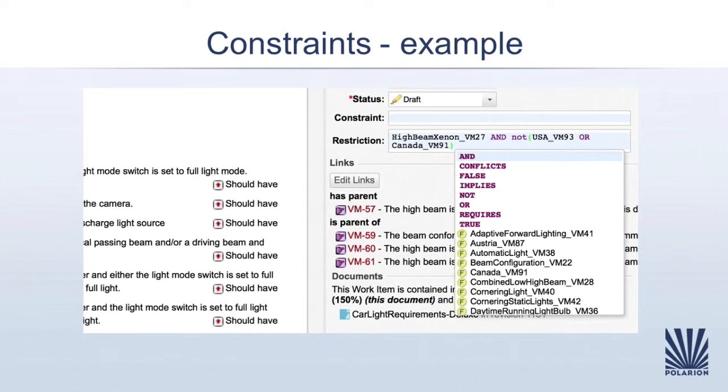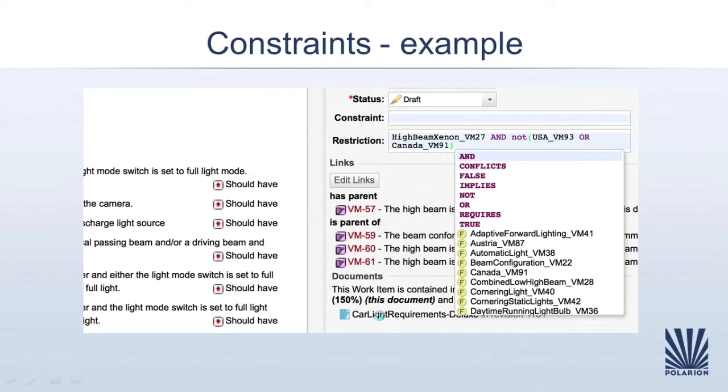And here's an example. I'm using the exact same example, but highlighting some restrictions. Using the car light example, you can see a list of links to other requirements, but more importantly, the restriction is that high beam xenon must be used for Europe, but is not applicable to North America. That is what we would know as a restriction or a constraint, and obviously there are multiple of those as well.